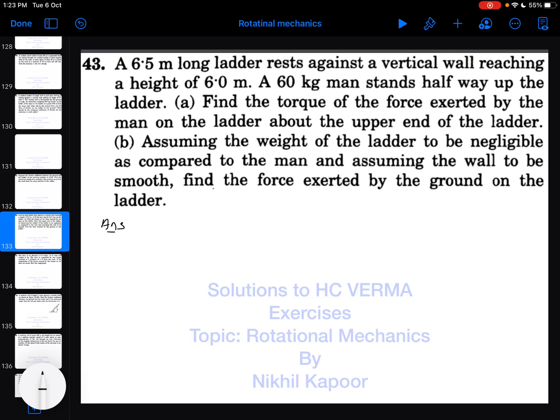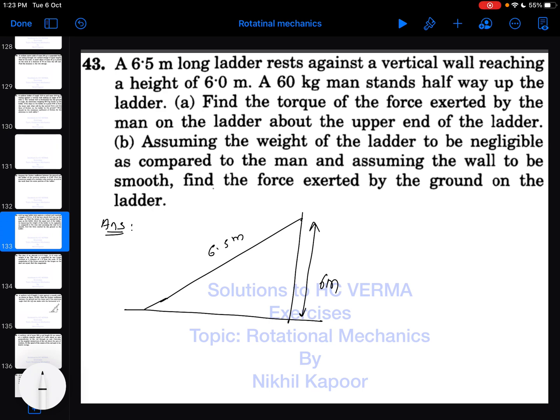Start with the 43rd example, and what is said here: a 6.5 meter long ladder placed against a vertical wall reaching a height of 6 meter. So here this is the ladder which is 6.5 meter long, and it is reaching a height from the ground of 6 meter like this.